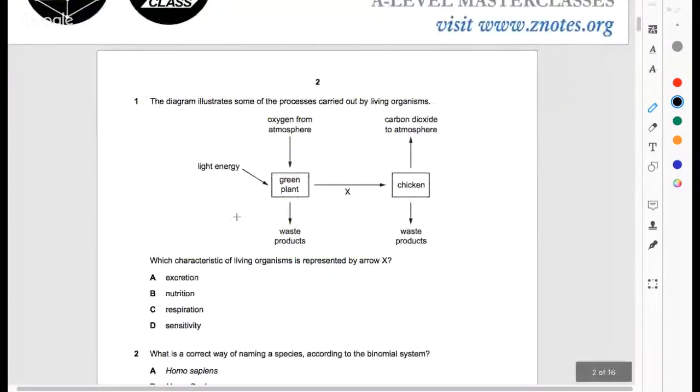So the diagram illustrates some of the processes carried out by living organisms. And you can see all these items: oxygen of the atmosphere and light, energy and waste products, and the arrows are the direction of energy flow into a green plant, and then the direction of energy flow to a chicken, and then the direction of energy flow, carbon dioxide to the atmosphere and waste products. And then you have to answer what characteristic of the living organism is represented by arrow X. So this is going from a green plant to a chicken, so the green plant being eaten by the chicken, essentially, to make it into chicken rather than green plant.